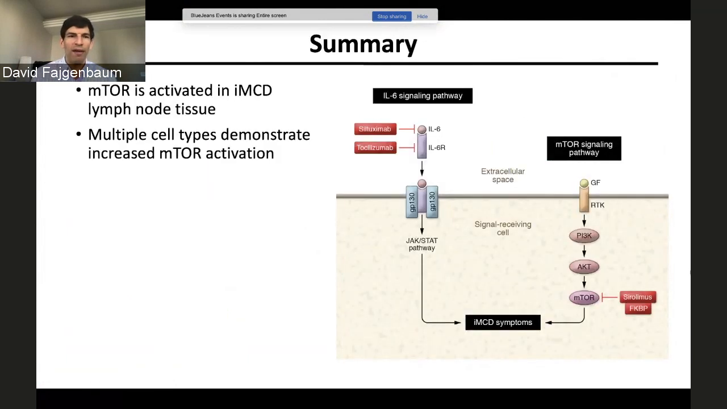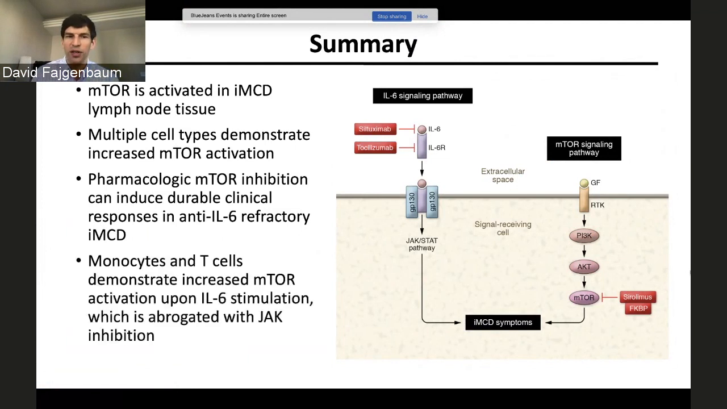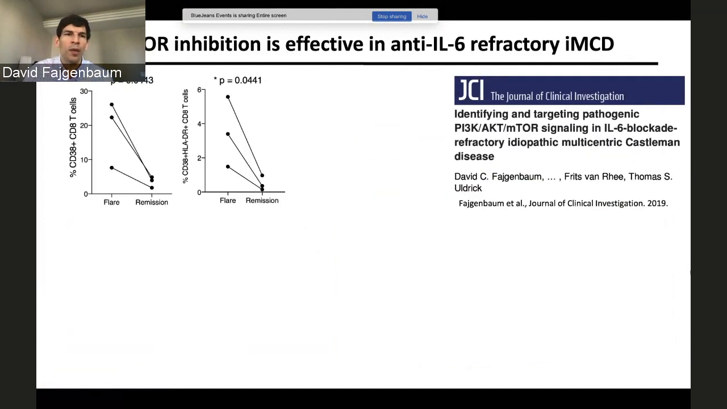So when we think about how this fits together, we know that mTOR is activated in iMCD lymph node tissue. We know there are multiple cell types that demonstrate the activation. Pharmacologic mTOR inhibition can induce a durable clinical response, and monocytes and T cells, when you stimulate with IL-6, you can induce increased mTOR activation. And we think that JAK could potentially be an important mediator.